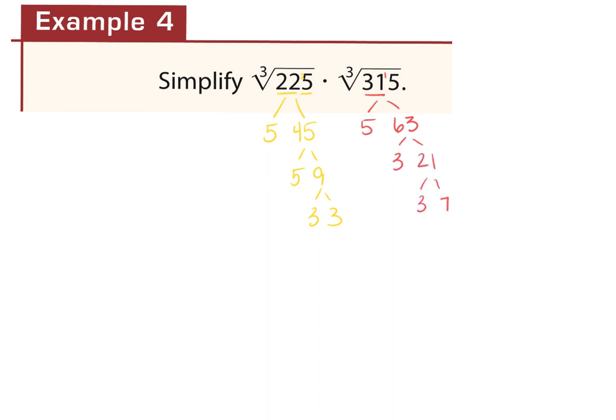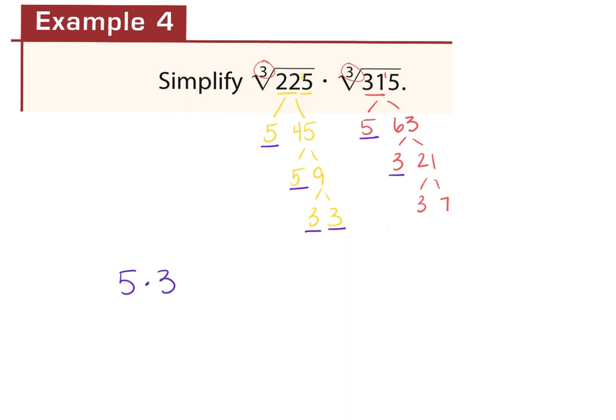Something like that. All right. And so when I do it like this, then I am looking for something that groups in 3s. I have a 5 and a 5. That's a group of 3. I have 3, 3, and 3. That is also a group of 3.